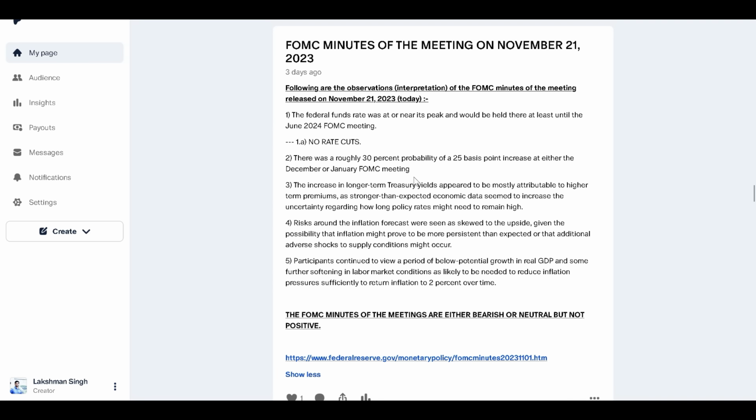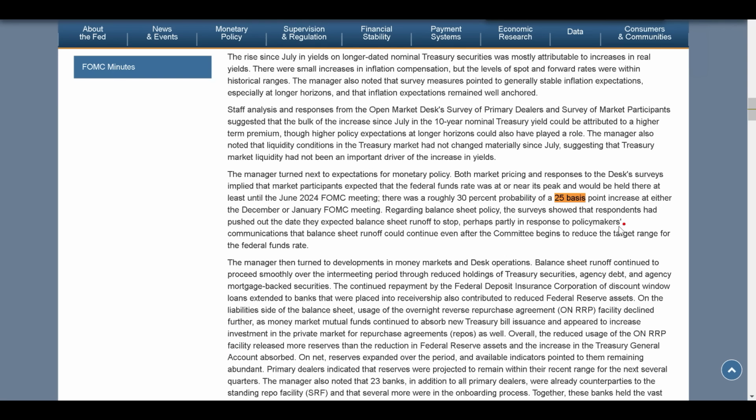The second thing that they don't want you to know is that there was a roughly 30% probability, 30%, not 5-10%, of a 25 basis point increase at either the December or the January FOMC meeting. And in the same document you can see that there was a roughly 30% probability of a 25 basis point increase at either the December or January FOMC meeting. This looks valid, if the situation demands.